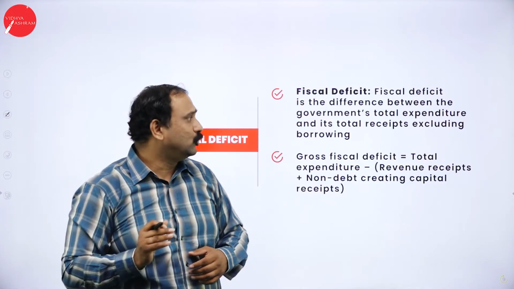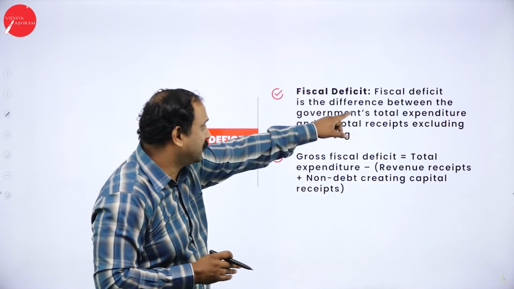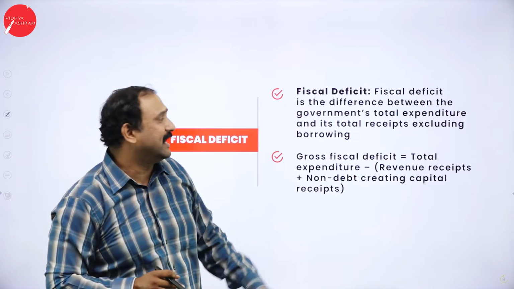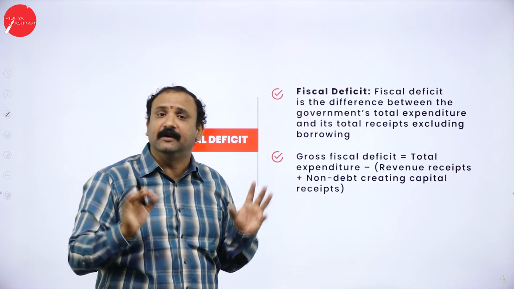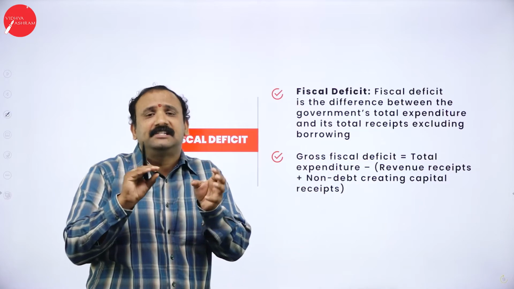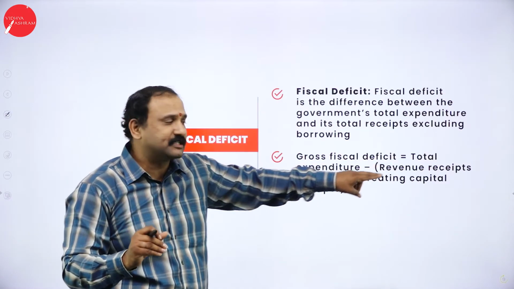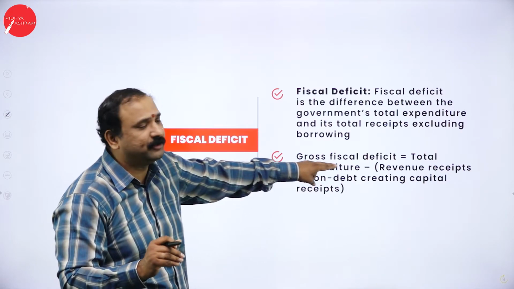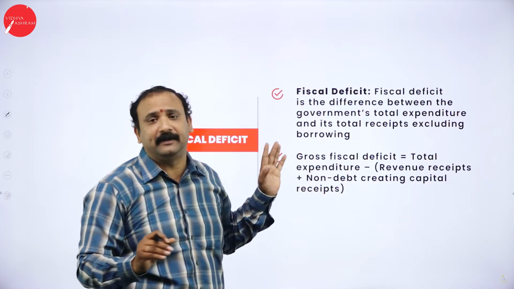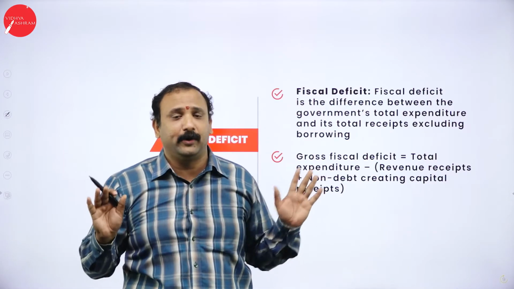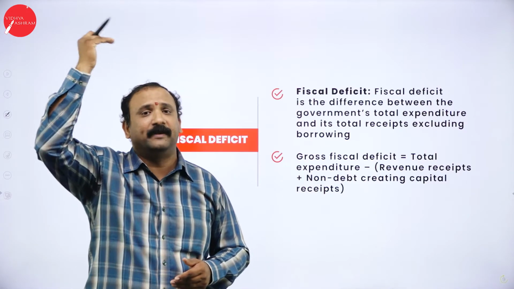So what we try to do here is look at the government's outlay in terms of expenditure, the government's total expenditure and its total receipts, the income that we have got. We need to adjust between that. We need to see the difference. That's why we say the gross fiscal deficit is nothing but total expenditure minus revenue receipts plus the non-debt creating capital. That means we are not including the borrowings.